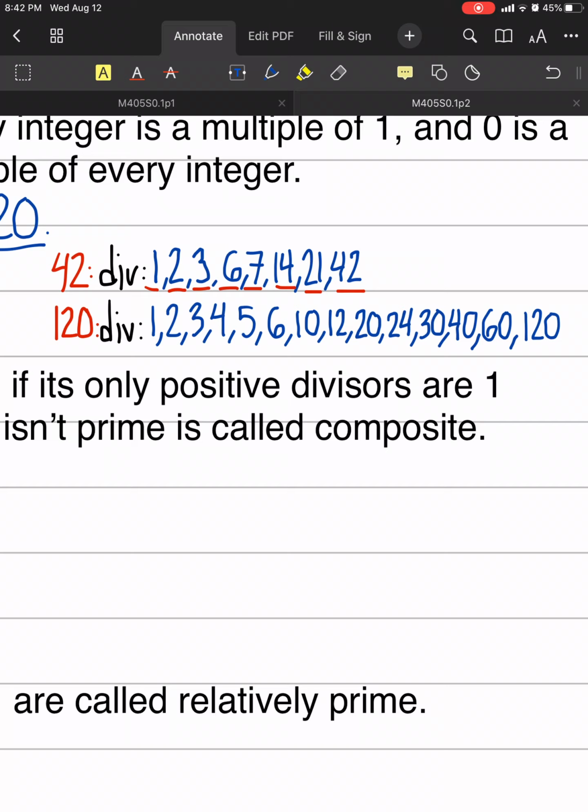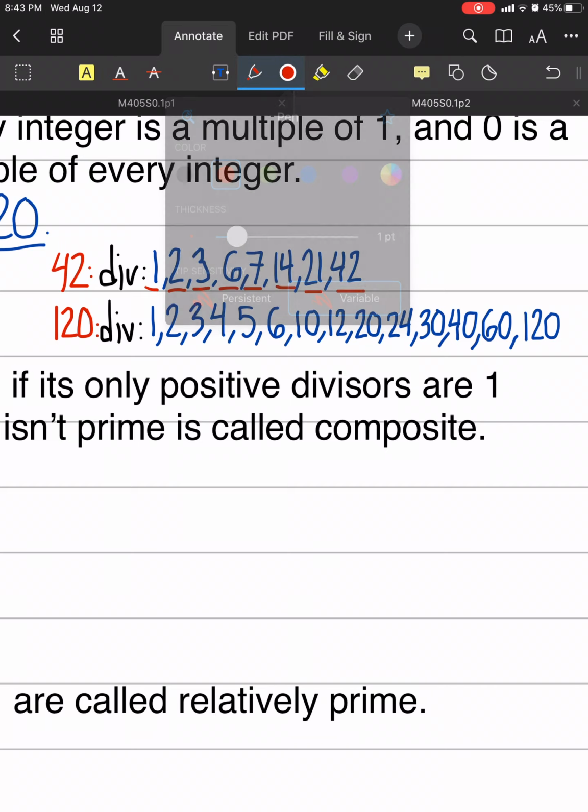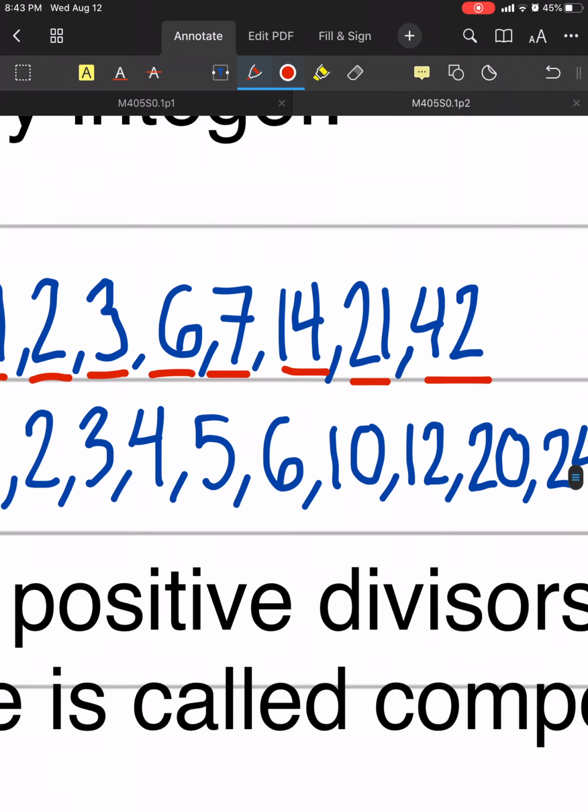Now, what we're looking for to find the GCD, and again, like I said, this is the hard version, or the brute force and ignorance method. Here, the biggest number that's in both of these lists is 6. That means that is the GCD.